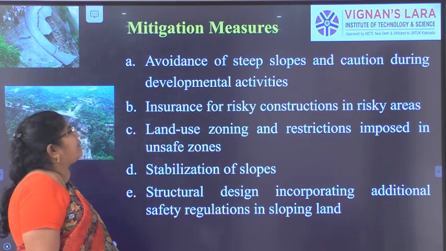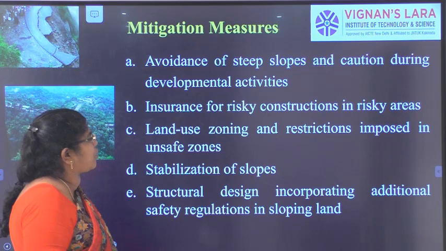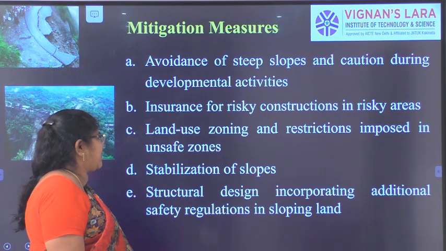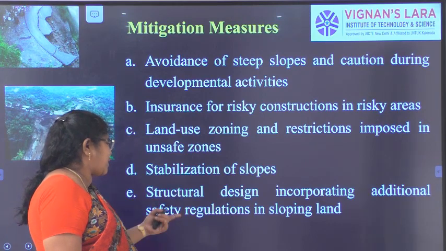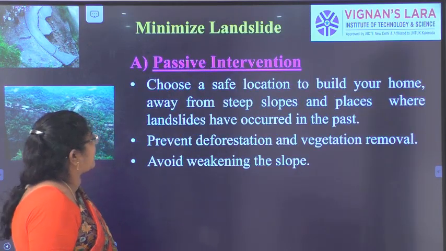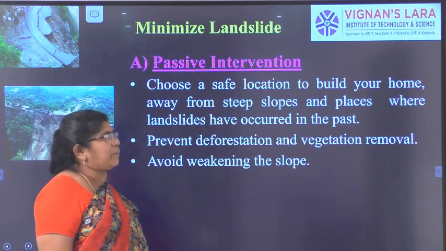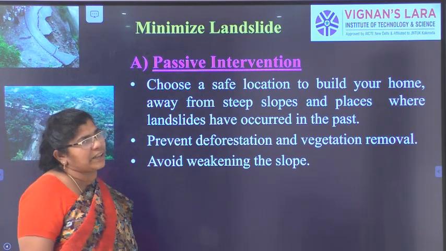And next, other mitigation measures are avoidance of slippery slope and caution during the development activities, insurance of risky construction in risky area, land use, stabilization of slope and structure design has to be incorporated. That is a summary of the mitigation measures. The next one is minimizing of the landslide.